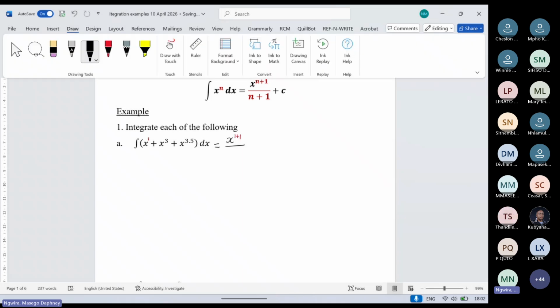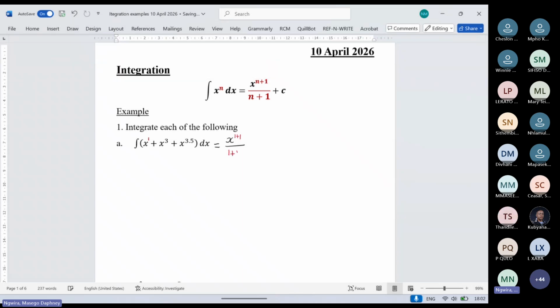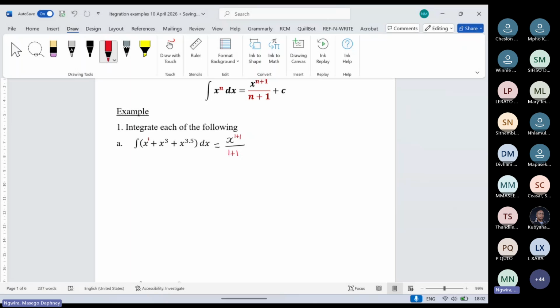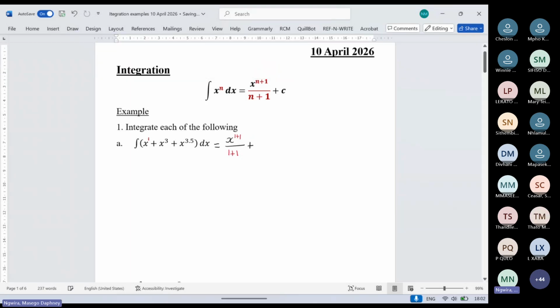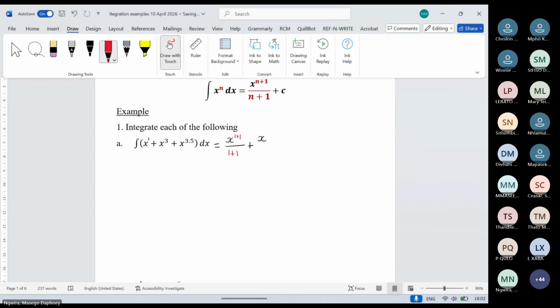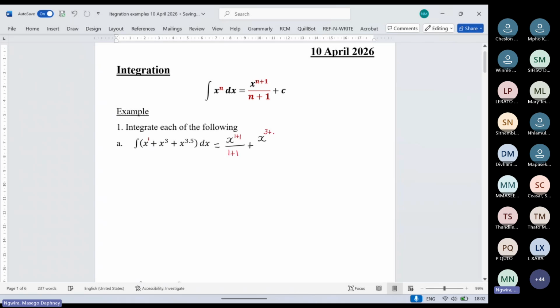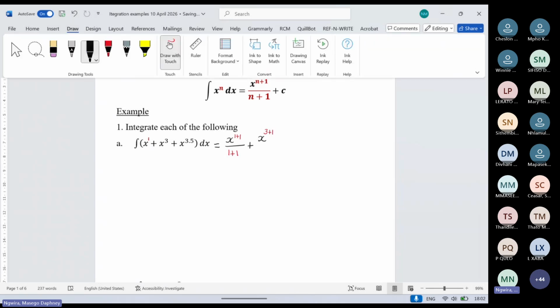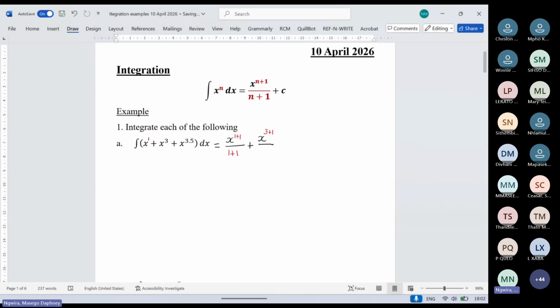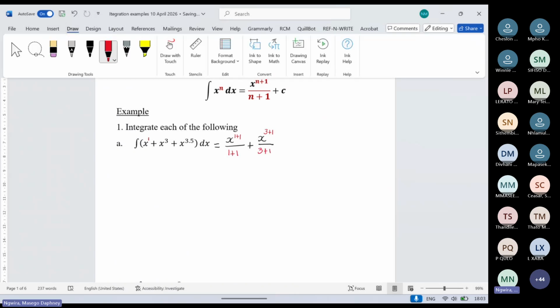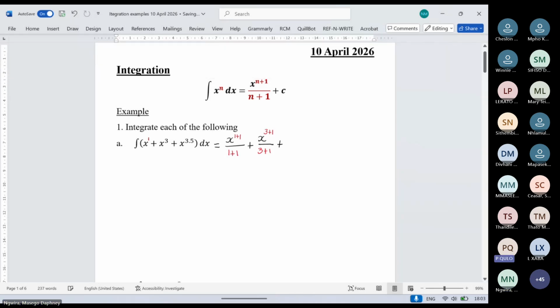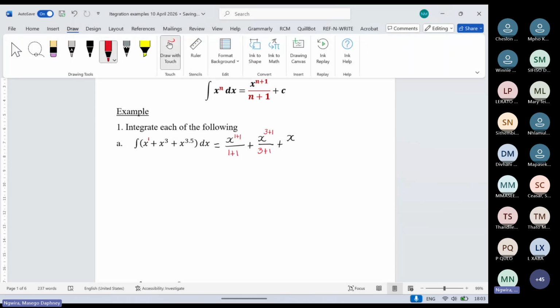So I'm just going to do this for the sum, and then the rest I'll just be adding. And this will be plus x to the power of 3 plus 1, then it means it's over 3 plus 1. And then this is plus x to the power of 3.5 plus 1. So we always add 1.